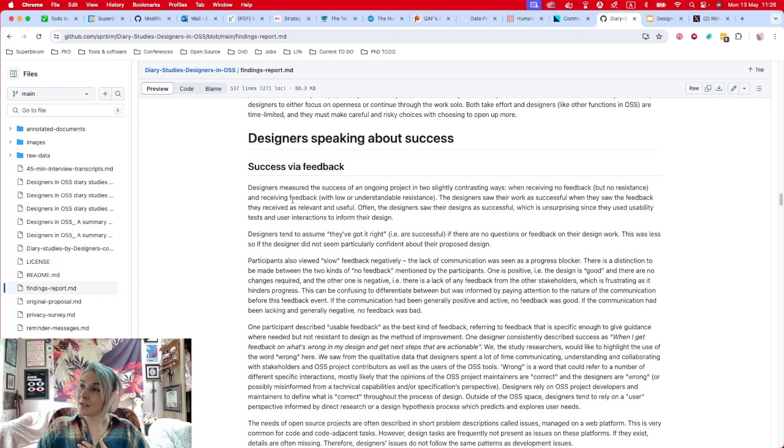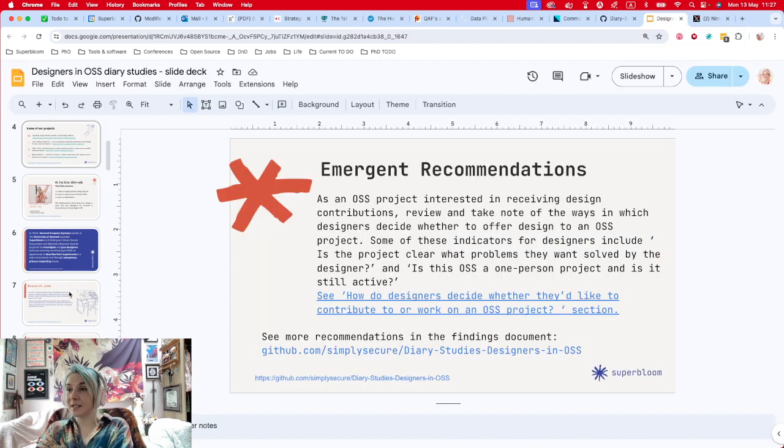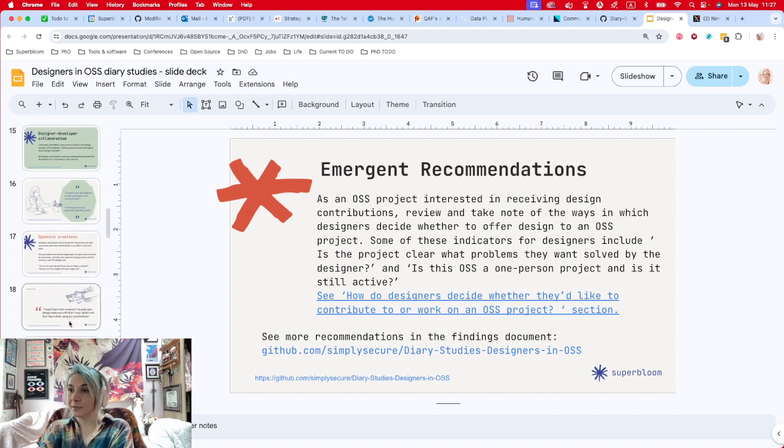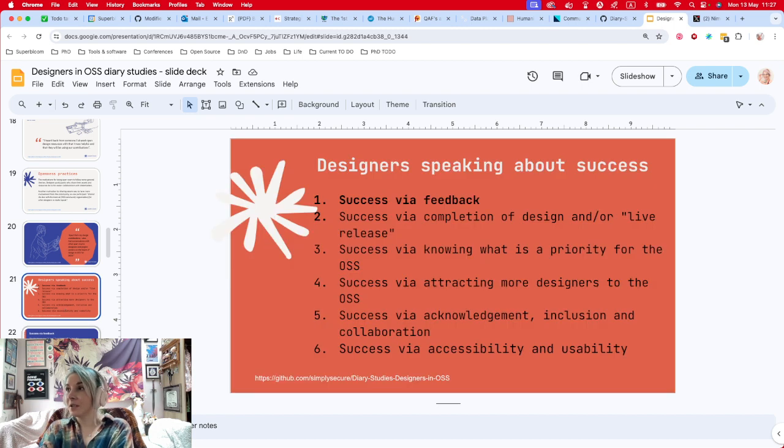I think the biggest success finding that we had within the data was this success via feedback. The reason is that we got to a very unique description of feedback that is successful for these designers. And I'm just going to bring up the slide for it because I feel like the slide is a little more snappy and clear. So, success via feedback.